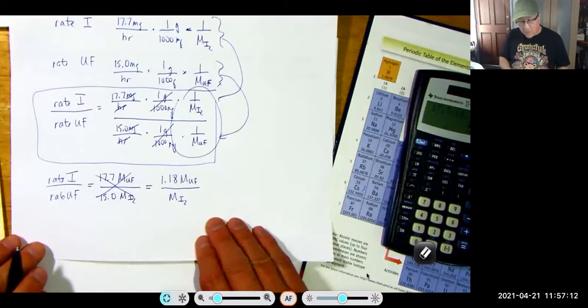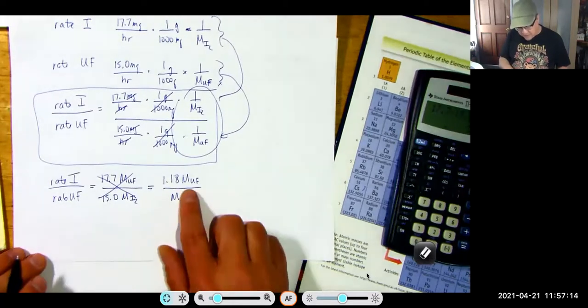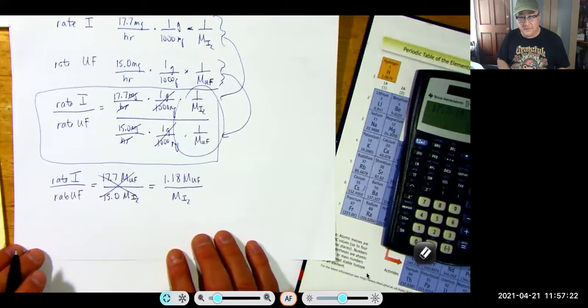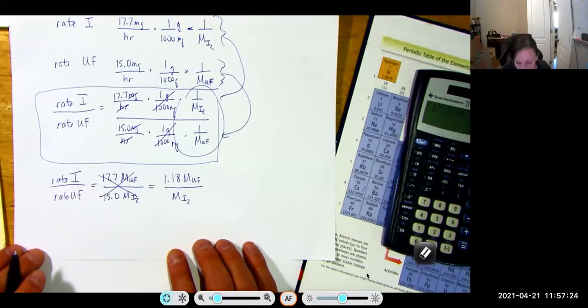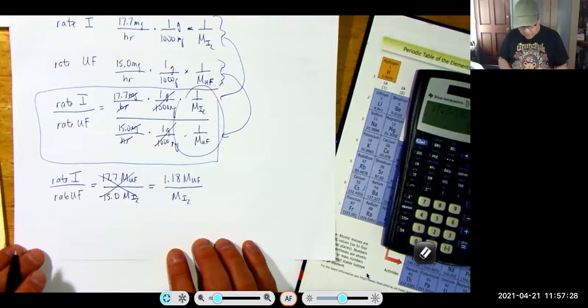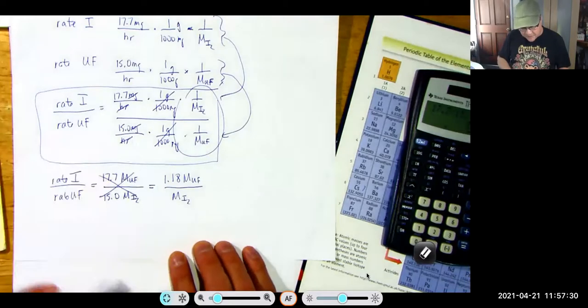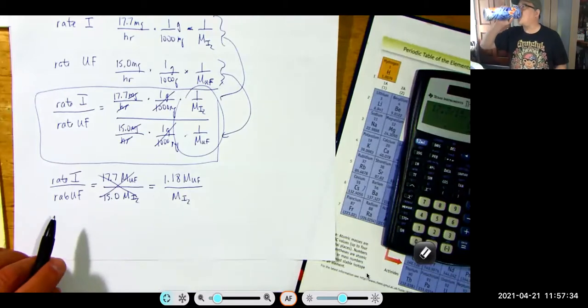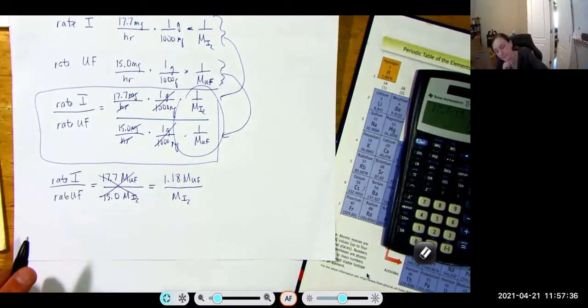So I get 1.18 times the molar mass of UF over the molar mass of I2. Is that what you got? No, I hadn't finished. I was still writing everything down. Okay. Well, for this part, we're just dividing 17.7 by 15. Yeah, that's what I got.